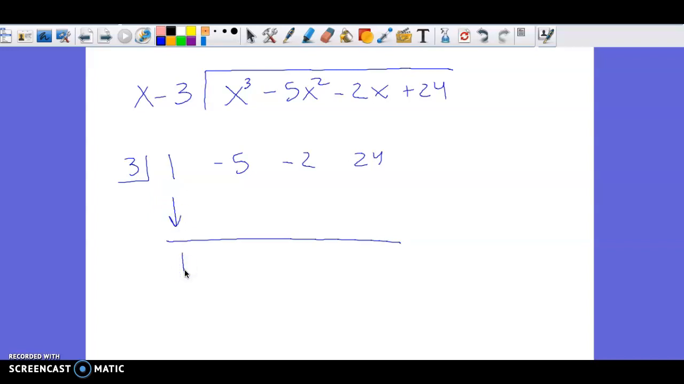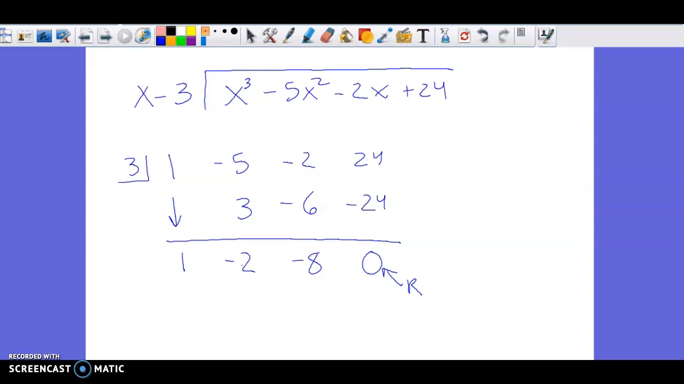I'm going to multiply 1 times 3, and then I'm going to add, multiply, add, multiply, add. So what does this answer mean? Well, if I have a 0 remainder, it means that 3 is a 0. If I were to graph this, it would go through 3. And that's why x minus 3 is a factor.